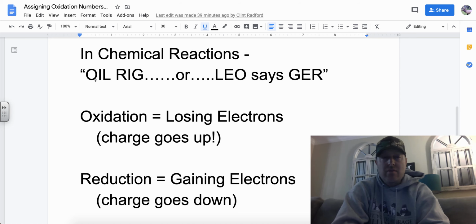I always kind of stick with OIL RIG, but basically oxidation, we lose electrons, and so that means that its charge will go up. So if I have a -2 charge to start on one side and then it moves to a 0, that means that the charge is going up. So you guys got to kind of know your number line here on this. Reduction means that we are gaining electrons, and so that means that the charge is going down. And so that means if I had a +2 charge and it goes to 0, the charge is being reduced.